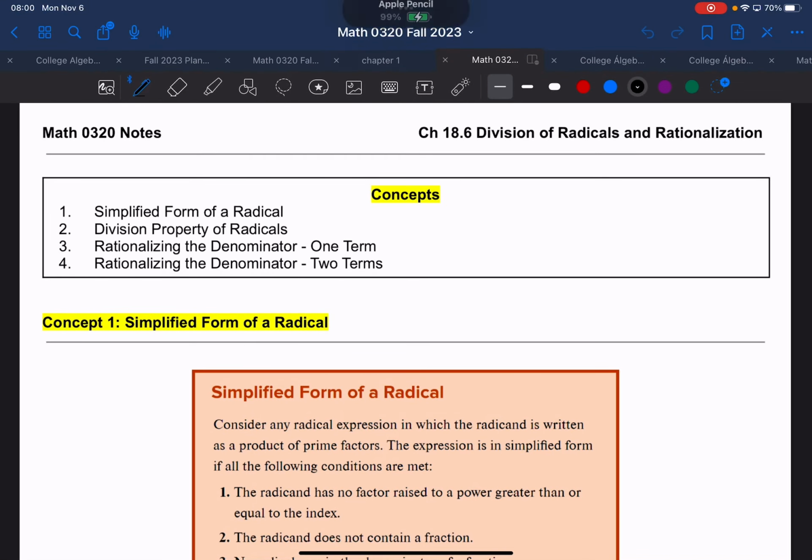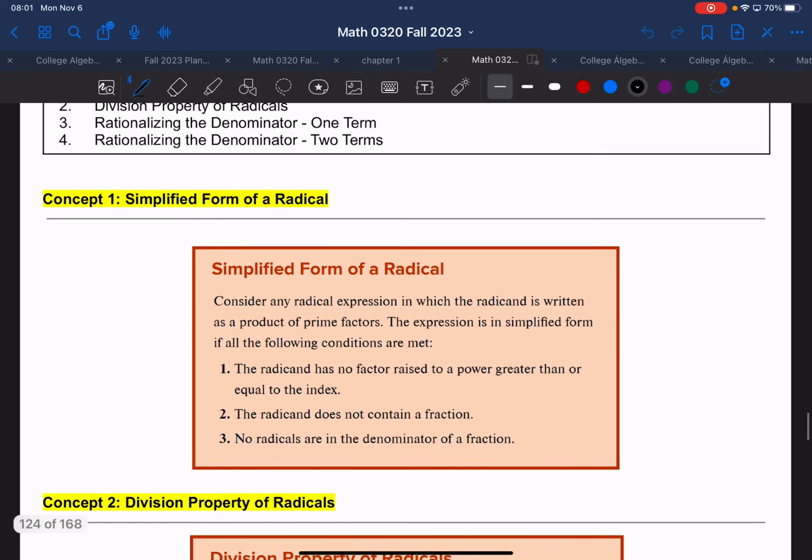So for chapter 18.6, we're going to go over the division of radicals and how to rationalize a problem. So the concepts are how to simplify a radical, how to divide radicals, and how to rationalize the denominator if we have one term versus two terms.